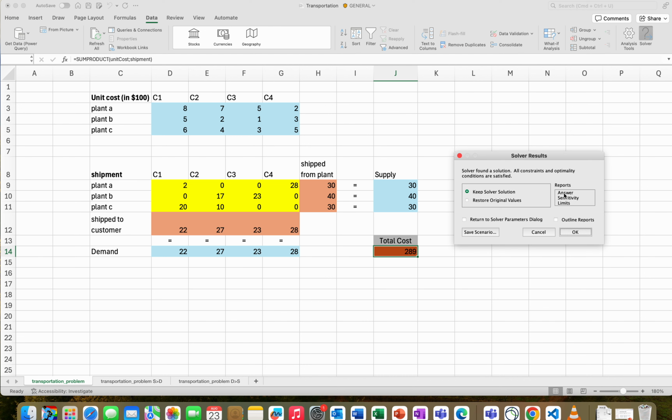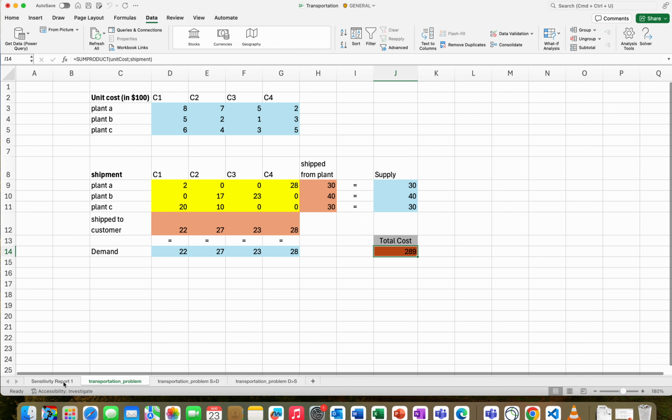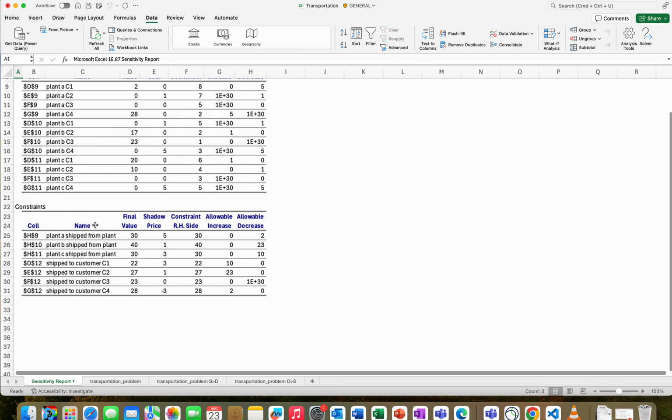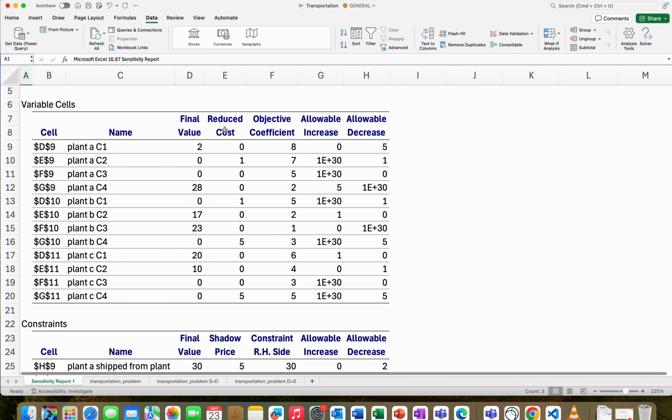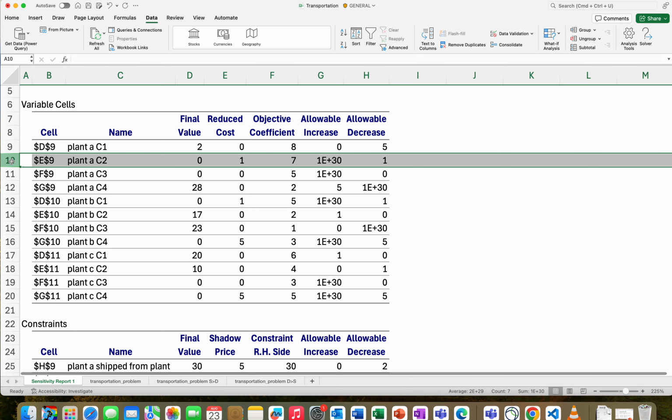To do so, click on the sensitivity report option in the solver result and click on OK. After doing this, you would see a new tab with a new report in it. Let's first try to understand the reduced cost concept, and to do so, I would like you to focus on the decision variable plant A to C2. Here for this particular decision variable, the objective coefficient is 7. That basically means that to ship one pallet on this route, it would cost $700.